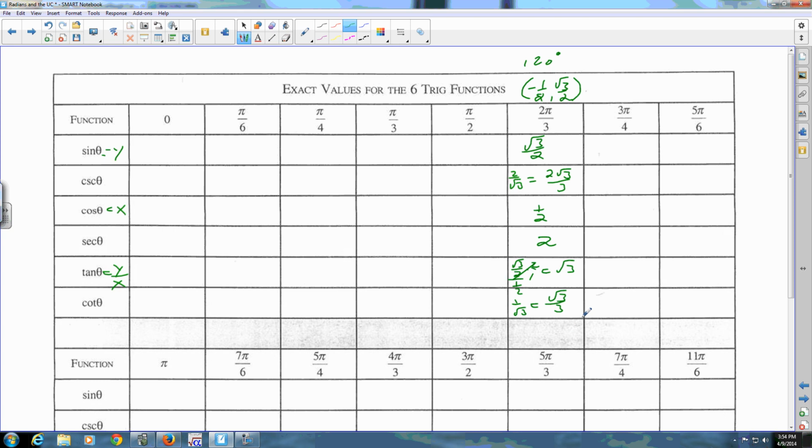Okay, so don't forget everything you did on the sheet before. Now your homework is to do it with radians to practice the radians. Okay, thanks for your time.